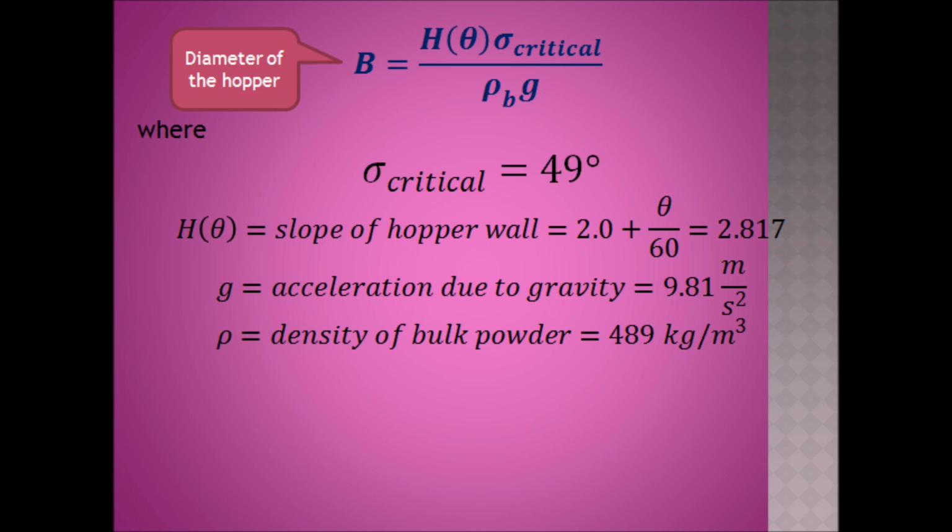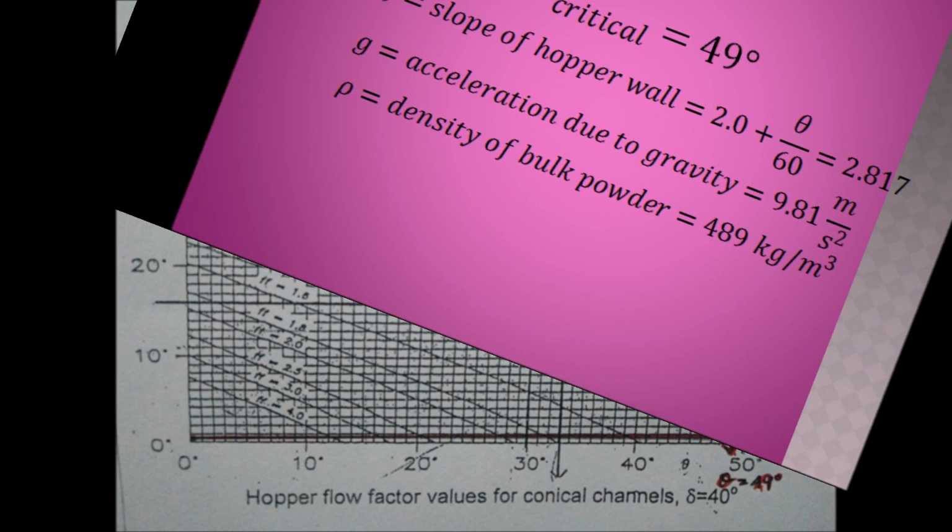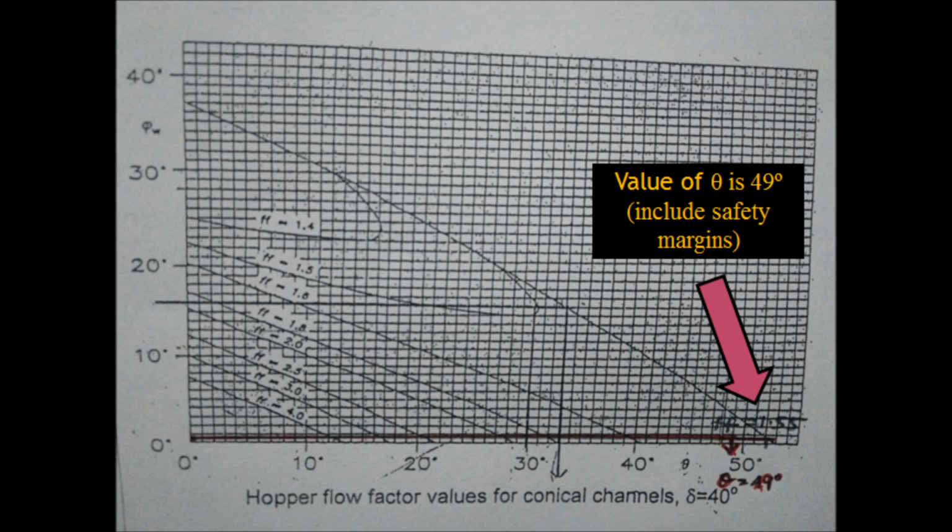By using this equation, we can find the diameter of the hopper. But first, we must determine the sigma critical and the slope of the hopper wall. In order to calculate the slope of the hopper wall, the value of theta can be determined by using the friction factor correlation chart. The value of theta must also include a safety margin of 3 degrees.